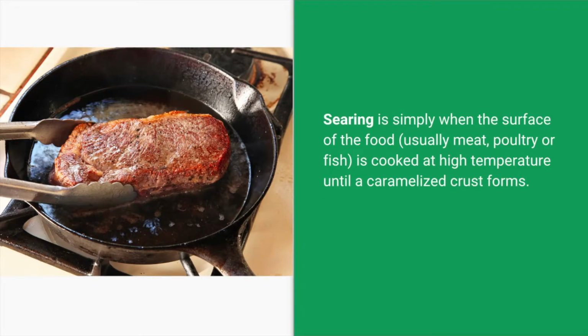Searing is when you simply heat the outside of the food, usually meat, poultry, or fish, at a high temperature until a caramelized crust forms on the outside. Again, we're looking for brown, not burnt. So, in general, when cooking on high heats, just be sure to always check and make sure it's not going too far.